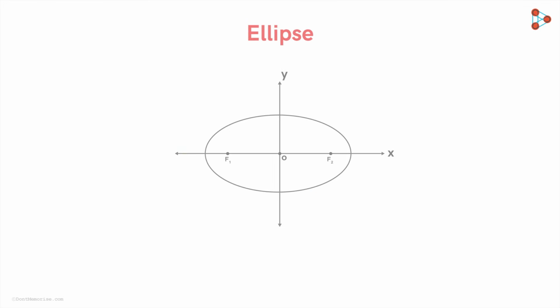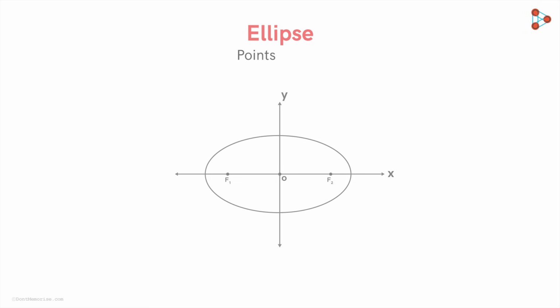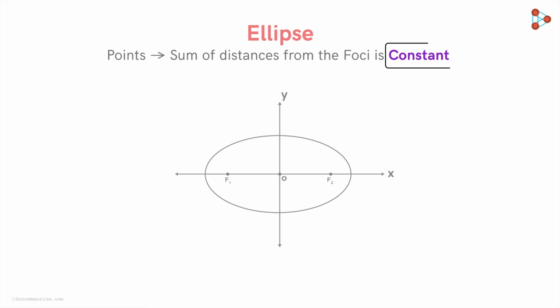Tell me, until now, what do we know about an ellipse? Yes, we know that for any point on the ellipse, its sum of distances from the foci is constant. Do you know what will be the value of this constant? It turns out that this constant will be equal to the length of the major axis. How? Let's see. Let the length of the semi-major axis be A, and also let the distance between the center and the focus of the ellipse be C.